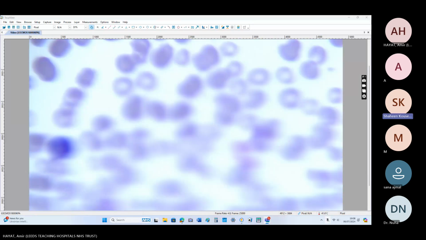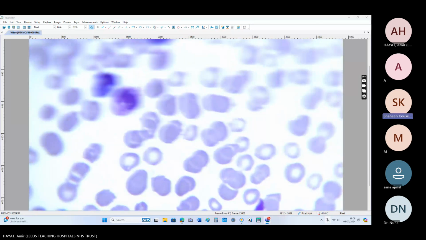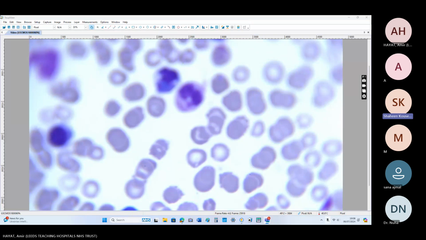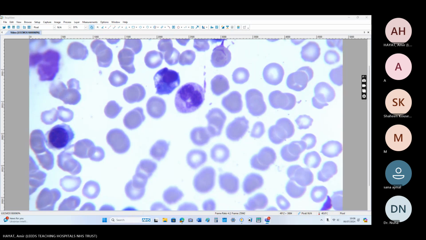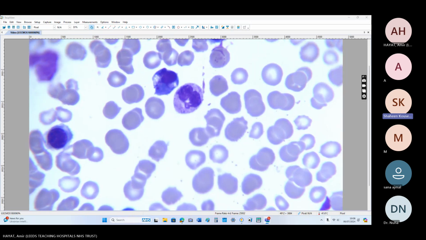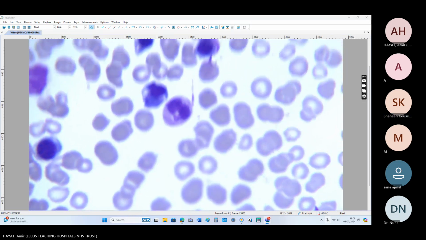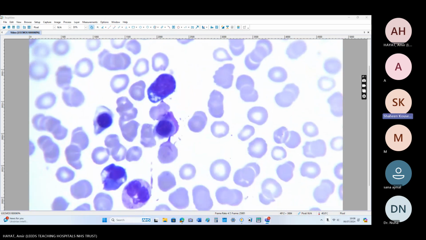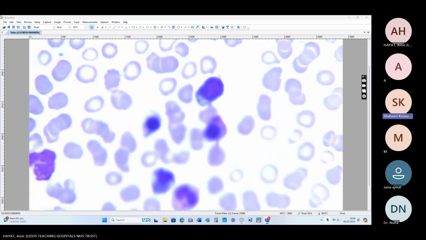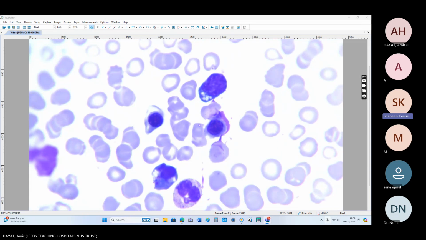Red cells are showing normocytic anisocytosis, and they are slightly hypochromic. Platelets look reduced, but I can see neutrophils as well. And there are nucleated RBCs also present, I guess. Yes, nucleated RBCs also seen.